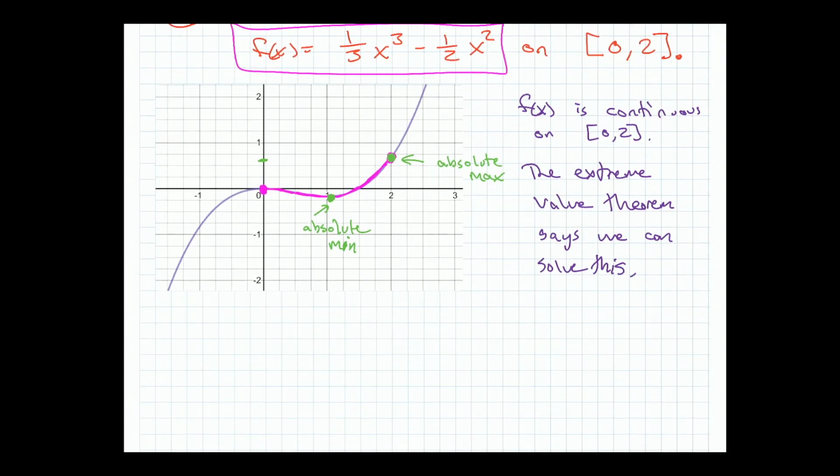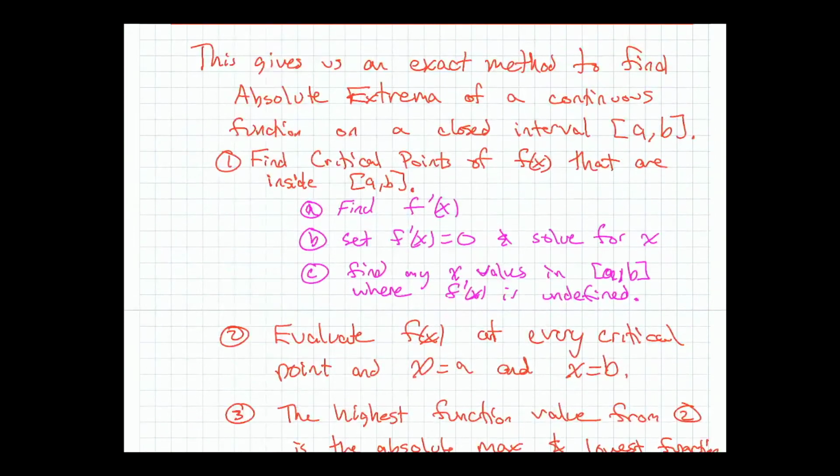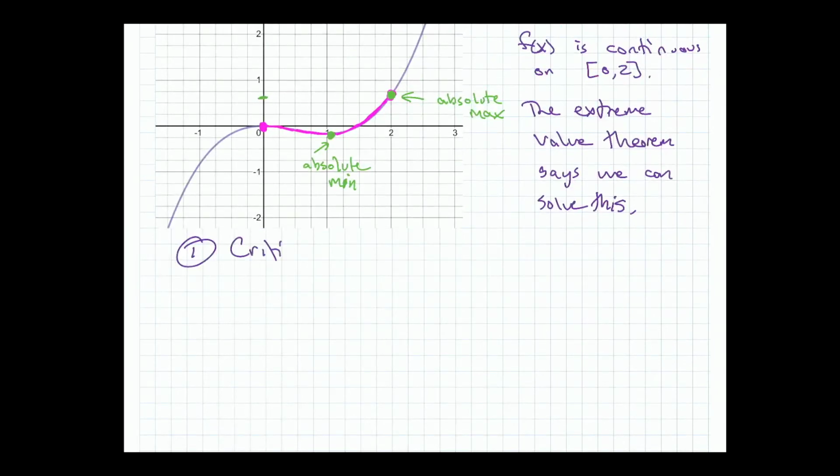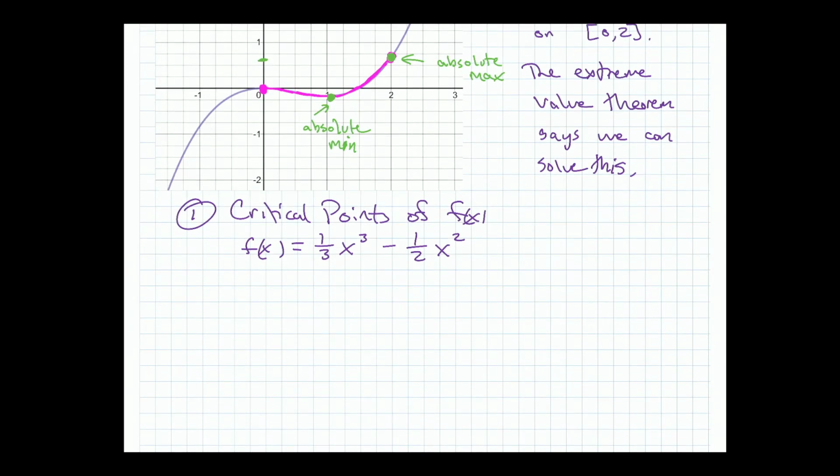All right, so let's go ahead and solve it. Step one, what's step one according to my method? We need to find the critical points. To find the critical points, we need f prime, and then we're going to set f prime equal to 0. And if necessary, we're going to look for where f prime is undefined. So it all involves f prime, so we need to find that. We're looking for critical points of f of x. Our function is 1/3 x cubed minus 1/2 x squared.